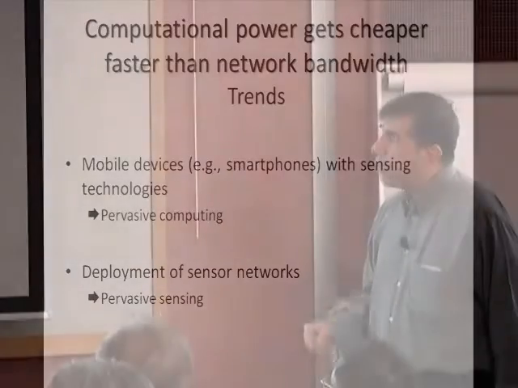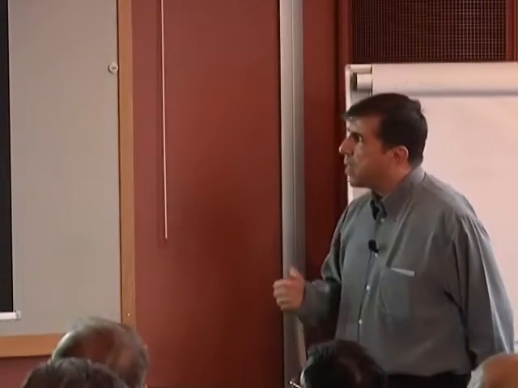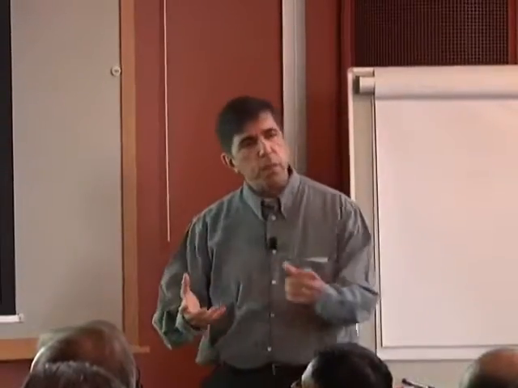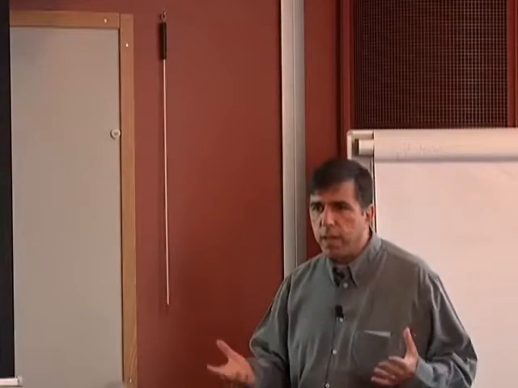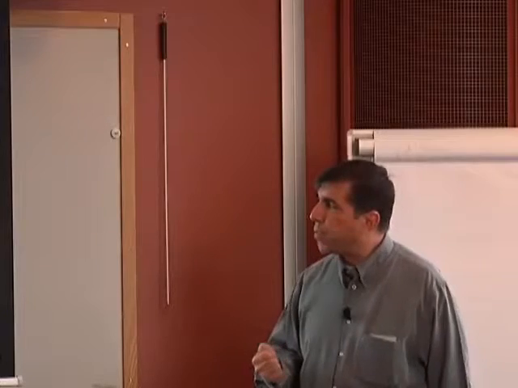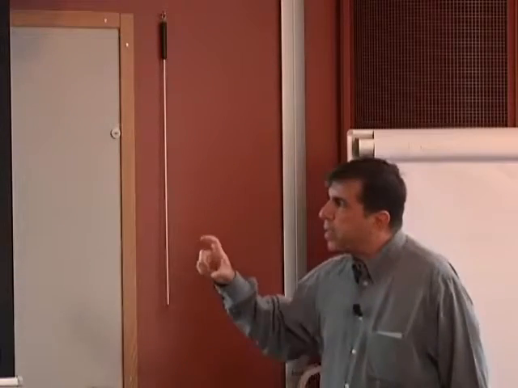If you look at the current trends after more than one decade of research in wireless sensor networks, there are two clear trends. The first one is the integration of sensor technology into mobile devices like smartphones. Currently smartphones have GPS, accelerometers, and you can have humidity and pressure sensors. So there is no reason not to introduce this kind of sensor technology to these mobile devices. And we also have several deployments of sensor networks. So what you are seeing nowadays is pervasive computing and pervasive sensing out of those two technologies.